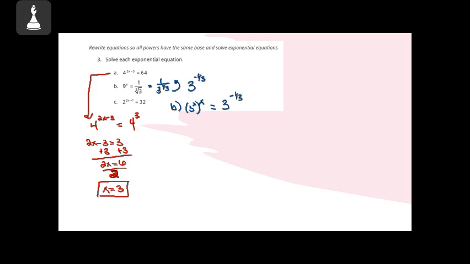So on this left-hand side, 3 squared to the x is 3 to the 2x. I don't need that parentheses, sorry. Equals 3 to the negative 1/3. Now that the bases are the same, I can set 2x equal to negative 1/3. To get x by itself, I'm going to divide by 2. And if I take negative 1/3 and divide that by 2, I get negative 1/6.